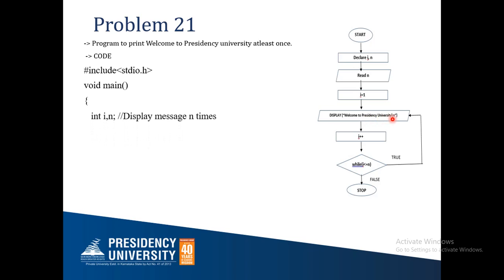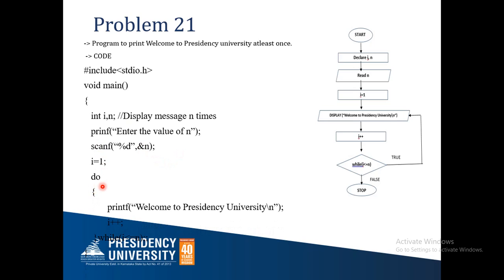Now moving to the code, the same here. The declaration, we are declaring it like this: int i, n. Then read n. So how to write read n: we'll ask the user to enter the value of n, and then store it at the address of n. We have to initialize the value of i. Then it becomes this: do, the first time you are displaying the message, you are doing the incrementing job. Then after closing this, in the same line, you write while i is less than or equal to n, semicolon.